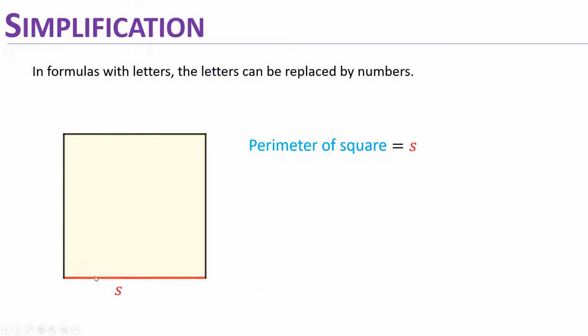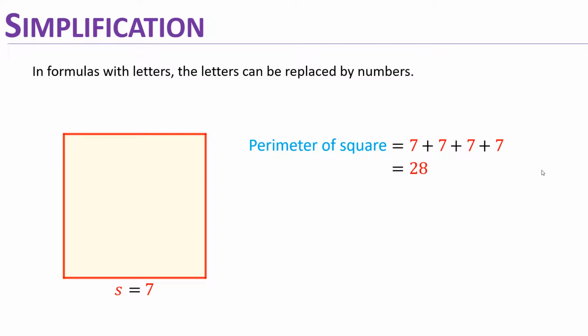If we call the length of a side s, then the perimeter will be s plus s, because all sides in the square are the same, plus s plus s. This formula helps us to calculate the perimeter if we know the side. For example, say the side is 6. It could be 6 centimeters, but we don't bother with a unit now. Then we change every s in the formula to a 6, and we get 6 plus 6 plus 6 plus 6 is 24. And if the side is 7, we change every s to a 7, and we get 7 plus 7 plus 7 plus 7 is 28.